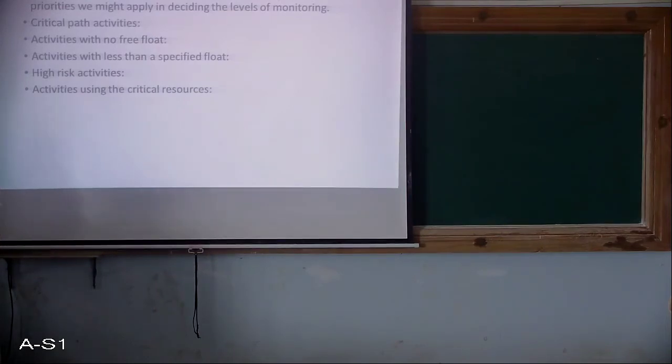Then activities using critical resources, next one. In that case, activities can be critical because they are very expensive, and the staff and other resources might be available only for a limited period. Especially if they are controlled outside of the project team, any activity that demands critical resources requires a high level of monitoring.